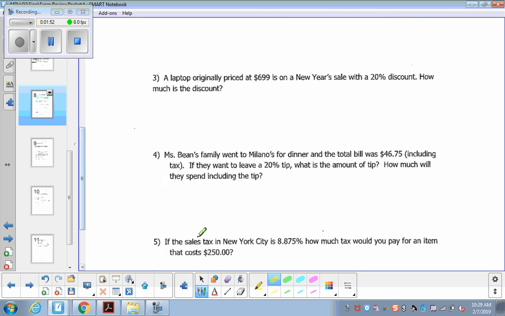And for number 4, it does ask for the amount that the family is going to leave for gratuity, and then after it does follow up with how much will they spend including the tip. So this one's actually 2 questions.